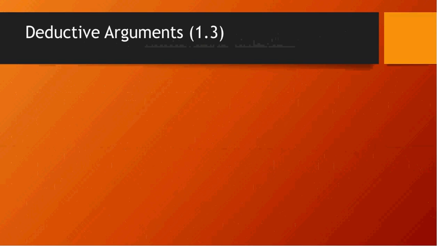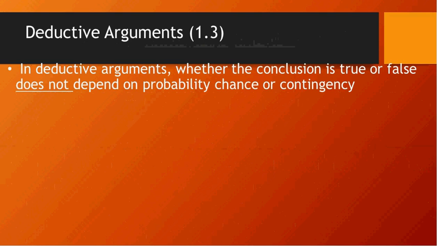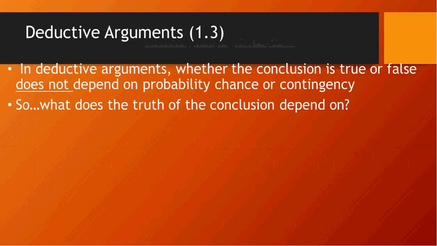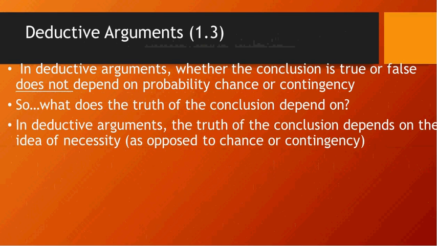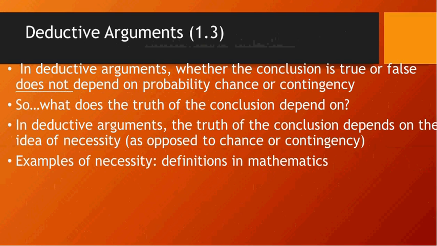Okay, let's talk about deductive arguments now. So again, in deductive arguments, whether the conclusion is true or false does not depend on probability, chance, or contingency. So what does the truth of the conclusion depend on if it's not chance or contingency? Well, in deductive arguments, the truth of the conclusion depends on the idea of necessity, and this is opposed to the idea of chance or contingency. This raises the question, what is necessity?